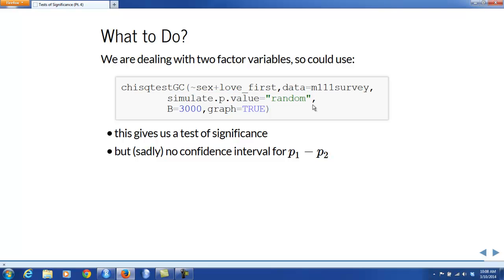We're looking at a random sample here from a population, so the way we do the simulation is the type random. Specify a good number of chi-square resamples, several thousand, and if you'd like, you can get a graph of your resamples and see visually how often they exceeded the chi-square statistic that comes in your actual study. So this will give us a perfectly good test of significance to see if sex makes a difference in belief in love at first sight. But chi-square tests don't deal directly with parameters, and so there's not going to be a confidence interval for P1 minus P2.